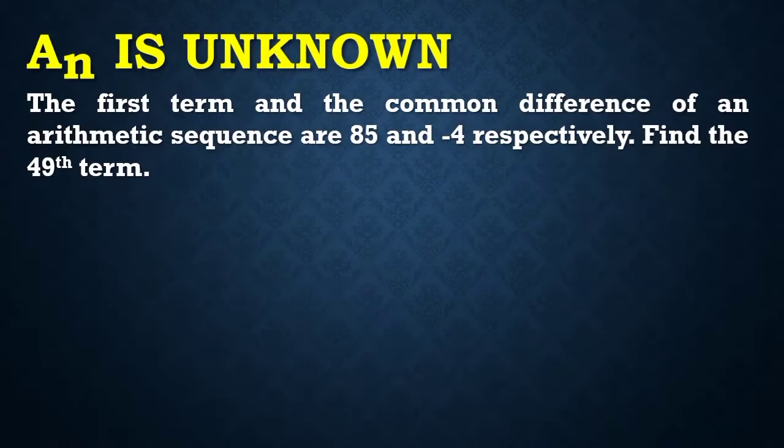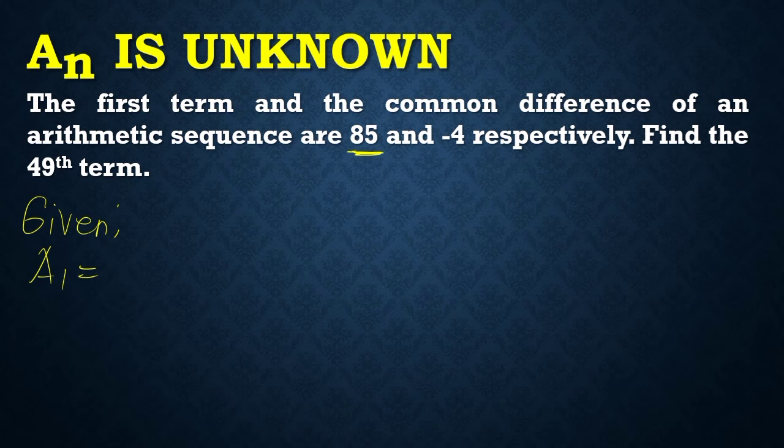Next, number 2. The first term and the common difference of an arithmetic sequence are 85 and negative 4 respectively. Find the 49th term. So, write the given. The first term is 85, and the common difference, D, is negative 4. N, the term position, is 49. And of course, what we are looking for is A sub N.